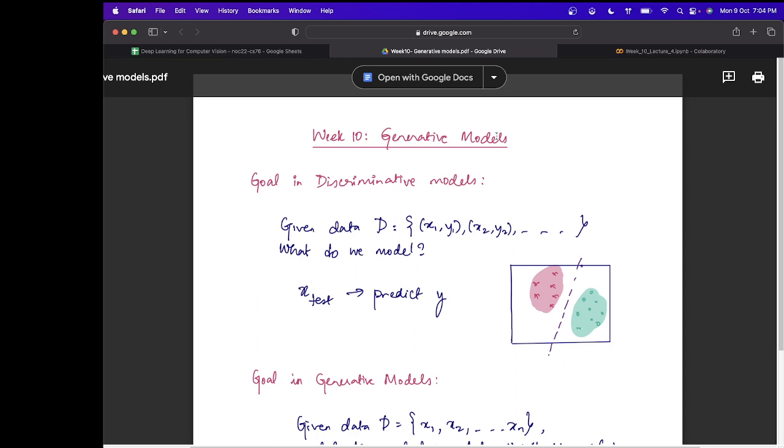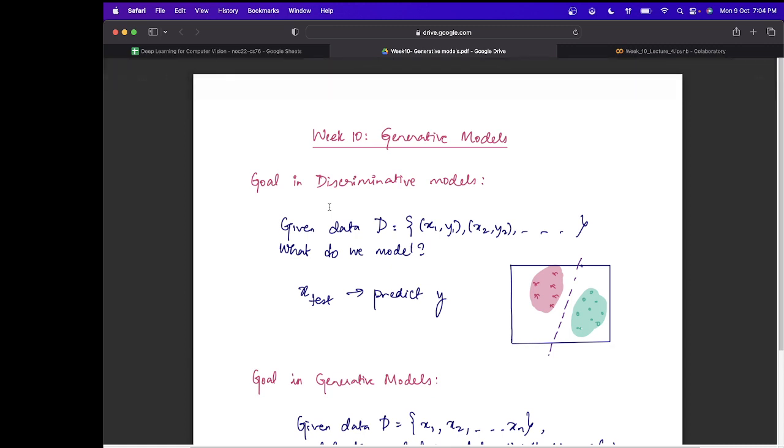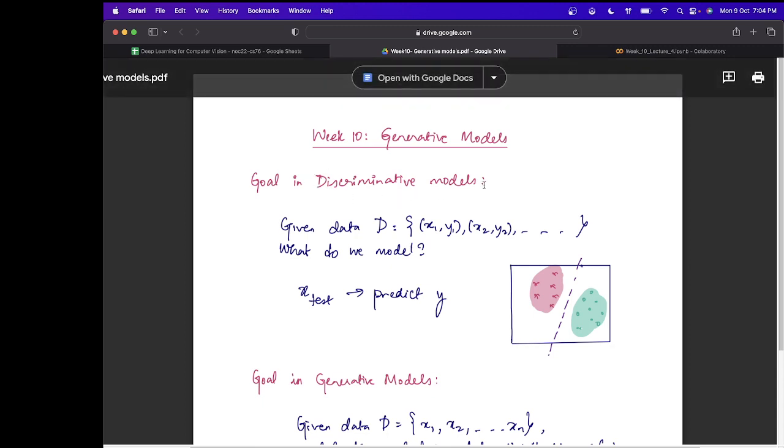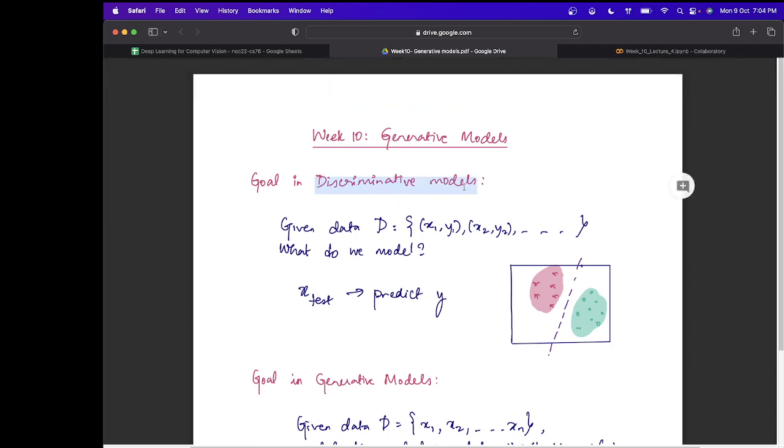So what is the goal here? Let's start with discriminative tasks. Discriminative is what we have seen till now. The classification or the regression tasks that we have been talking about all fall under the discriminative models, okay?